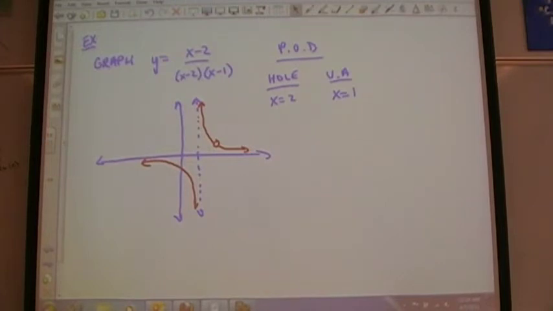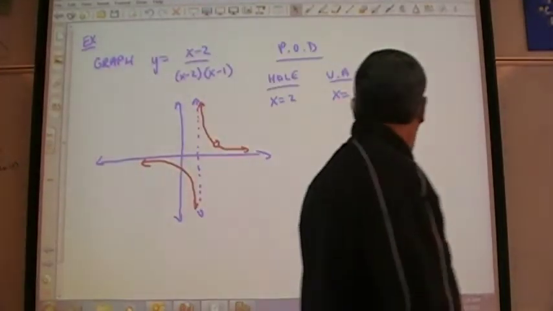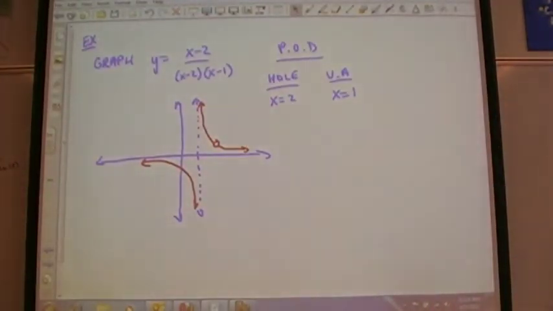Question on that? How did you graph the other one, the one to the bottom left? Did you type it into your calculator? If you type it in your calculator, you get both of them. Yeah, you'll get both of those curves. Okay.